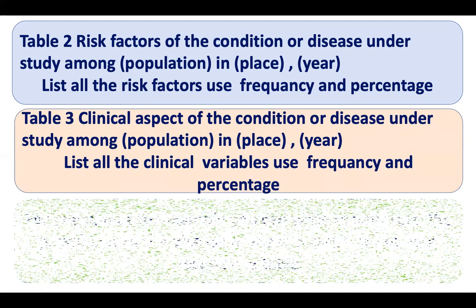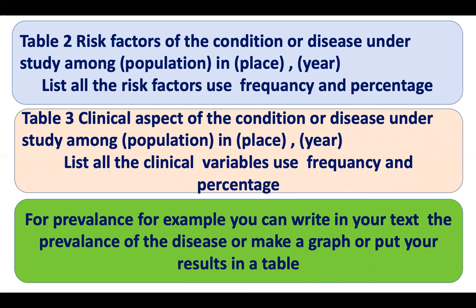Now, for prevalence, because all of us have prevalence as one of our objectives, one of our questions would be the prevalence of the disease, so we have to write the prevalence of the disease. It may be in the text, it may be in a table, it may be in a graph. The most important part of your results should be presented in a table. If you would like to make a comparison, it will be more obvious if you use a graph. This differs from one group to another. Everyone does whatever he likes.